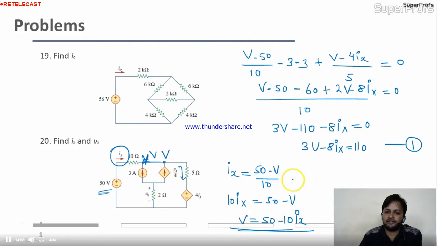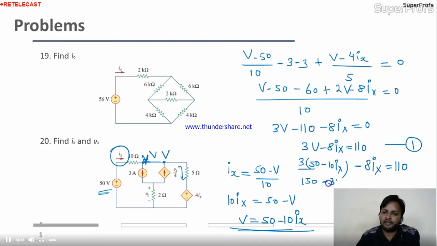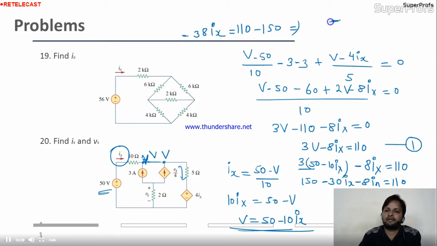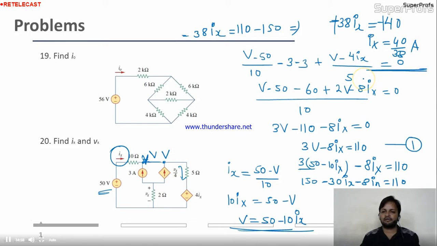So I'll replace in this equation the value of V. 50 minus 10Ix minus 8Ix equal to 110. Is it okay? So this is 150 minus 30Ix minus 8Ix equal to 110. I'm writing over here. So minus 38Ix equal to 110 minus 150. So this is 40 difference. Minus 38Ix equal to minus 40. Will cancel out. Ix is 40 divided by 38 ampere. This is the answer.